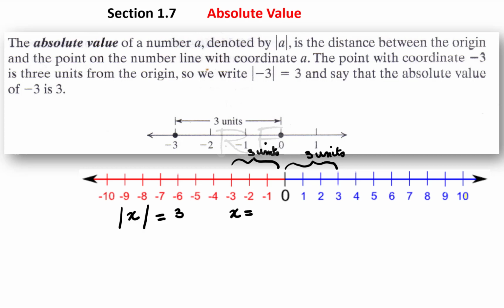If the absolute value of x is equal to 3, technically speaking, x can be 3 or -3. So we have two solutions for this equation.